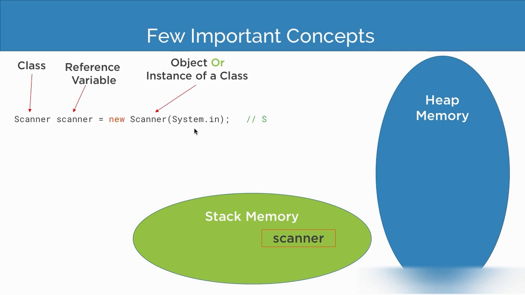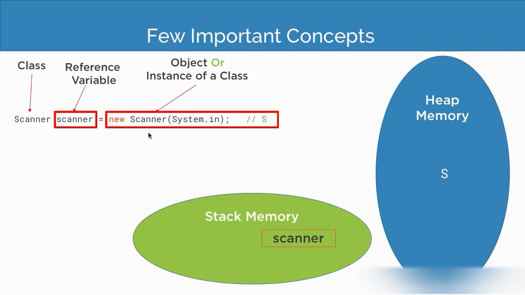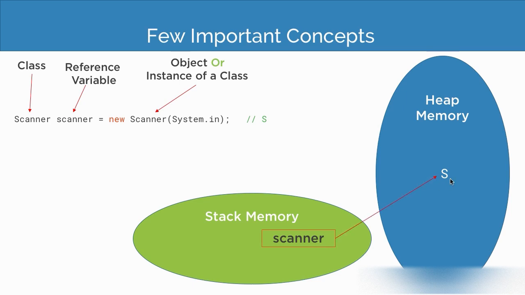So let us represent the object as S. So this S in the runtime will be created within the heap memory here. Now since the reference variable scanner and the object are associated to each other, this scanner variable will now point to the S object present within the heap memory. So in short, we can use the scanner variable in order to access the object S created within the heap memory. Now the same thing applies to the string objects as well.